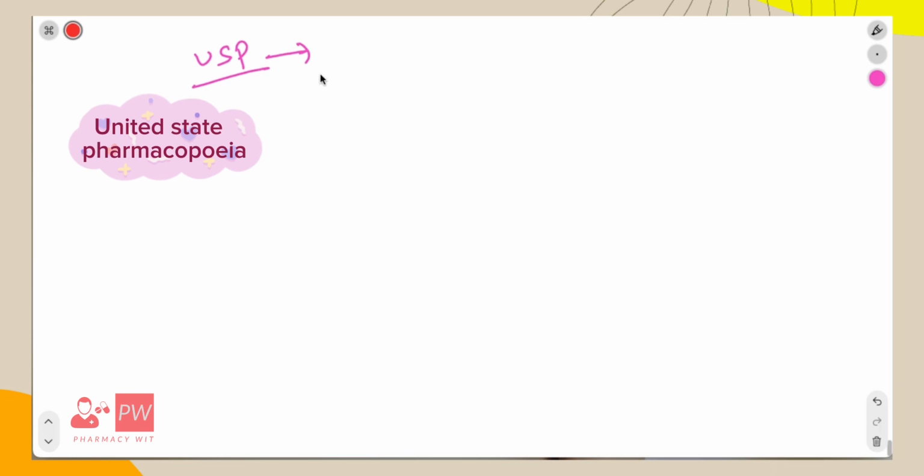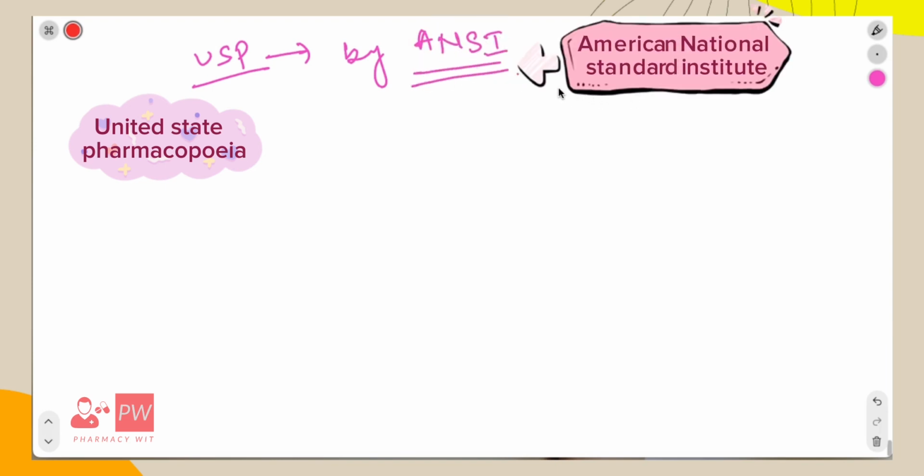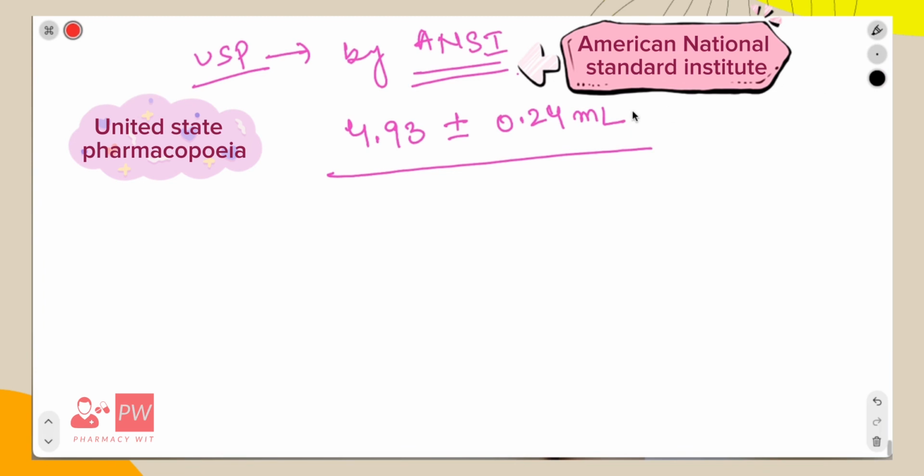According to this USP, for household purposes, an American standard teaspoon has been established by the American National Standards Institute, and it contains 4.93 plus minus 0.24 ml. In view of the almost universal practice of using the teaspoon ordinarily available in the household for administering medicine, the teaspoon may be regarded as representing 5 ml.